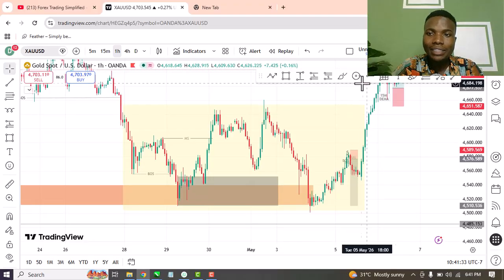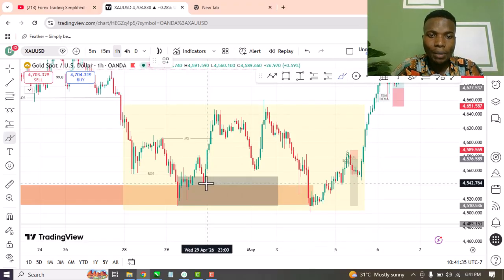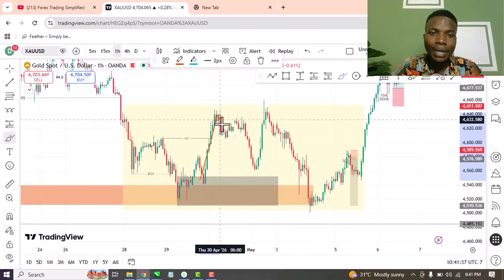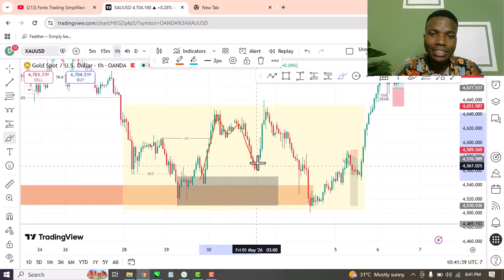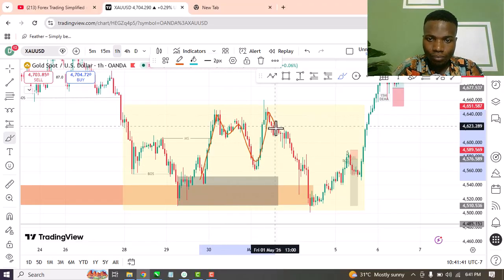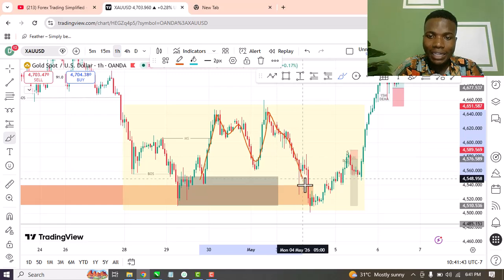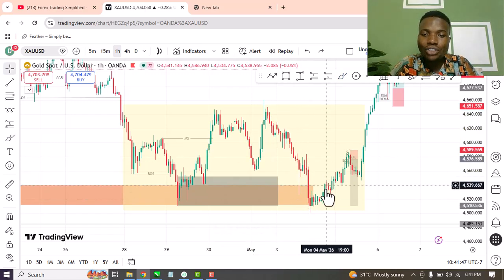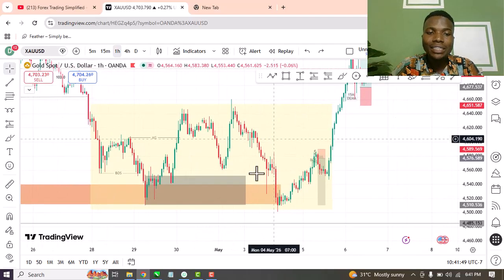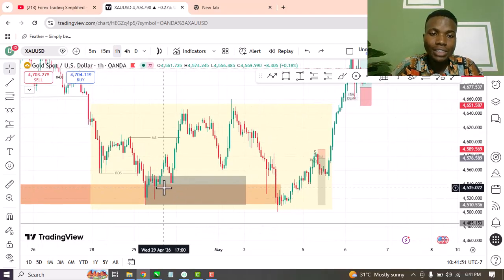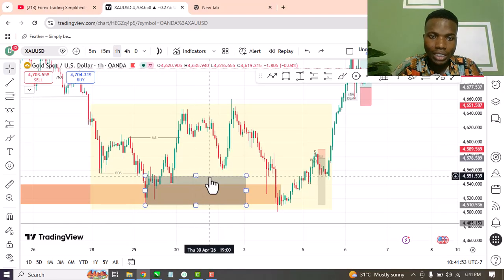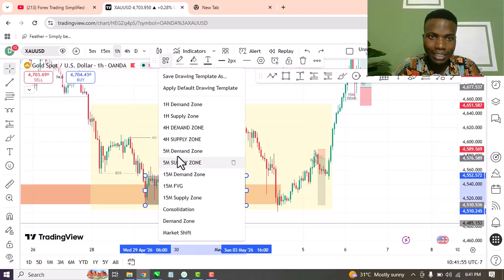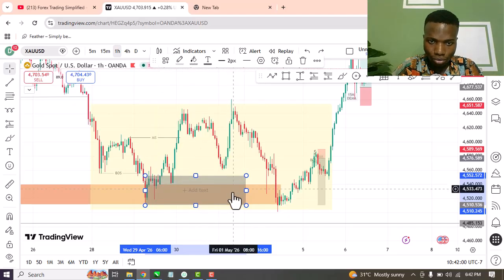Now when price came all the way up here, I want us to follow this. Price was actually finding its way back down. Now this is another thing. Some traders usually, when price comes all the way to retest the demand zone, because this is a 1 hour demand zone, I think I should just mark that out. So this is our 1 hour demand zone.